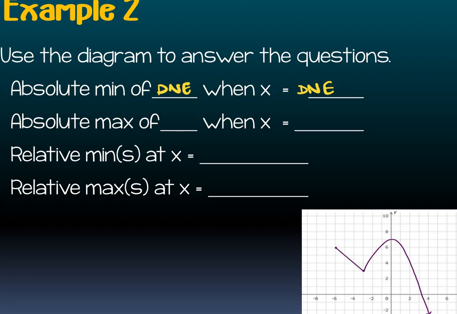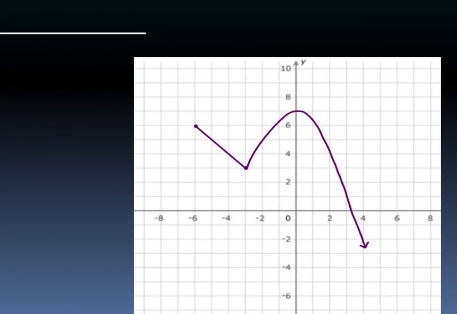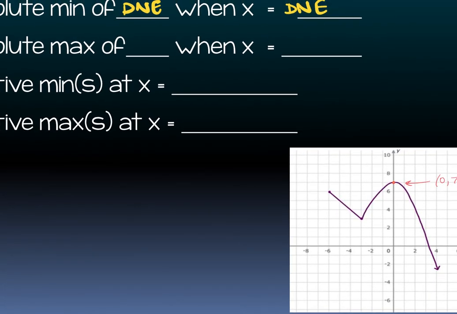How about an absolute max? Where's the highest point? Close. It's here, right? What's the y there? 7. So this coordinate point is 0, 7. When I ask for the max, it wants the value. That is your y. And then it says when x is, well, what was x at that point? 0. So instead of putting it in coordinate point format, we'll ask it like that. If it's asking the max, it's the y value. When it happens, it's the x value.